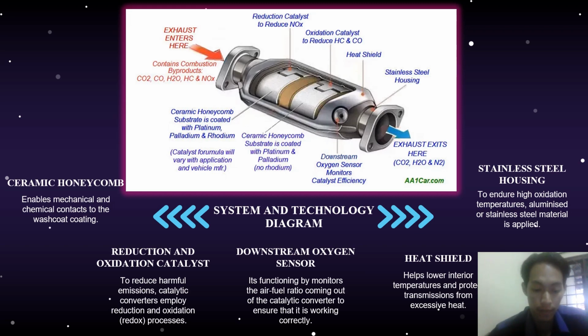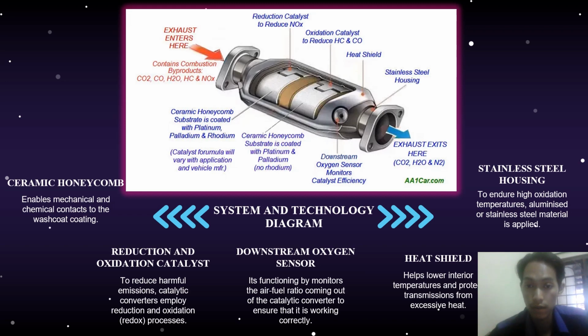Okay, for the downstream oxygen sensor, the downstream oxygen sensor is placed following the catalytic converter. It functions by monitoring the air-fuel ratio coming out of the catalytic converter to ensure that it is working correctly.